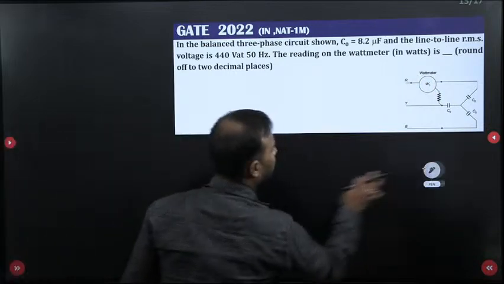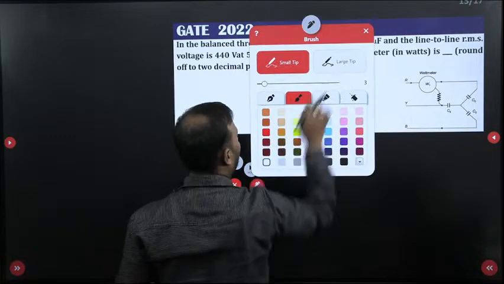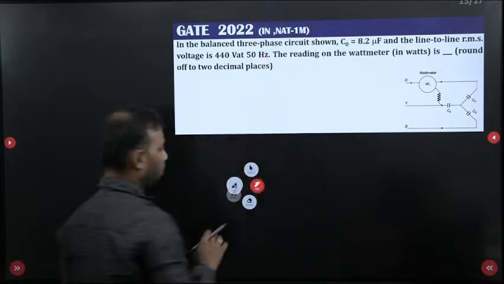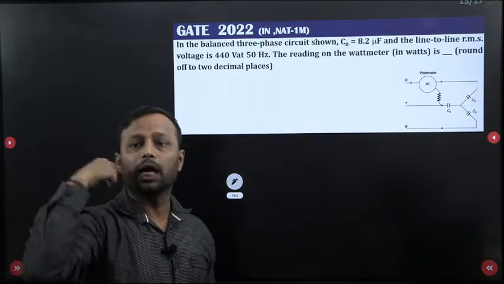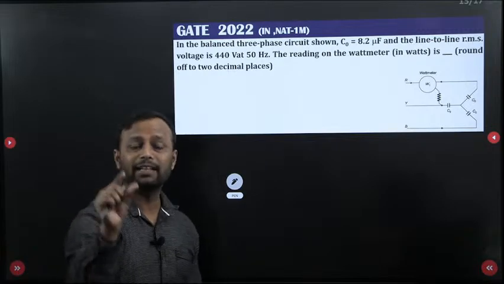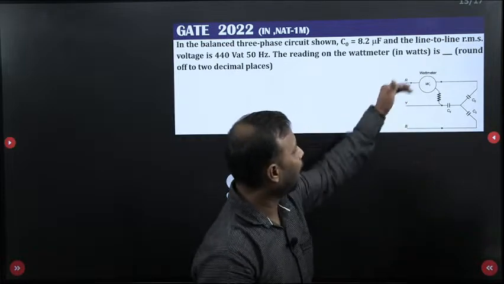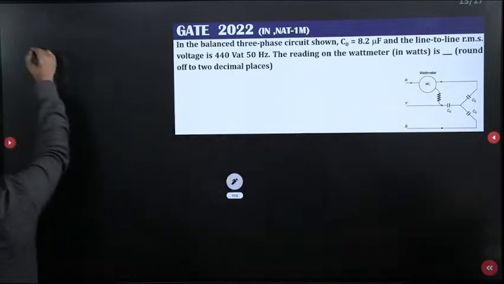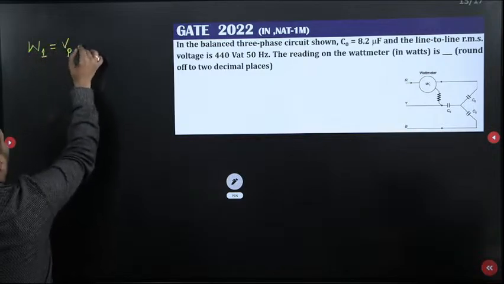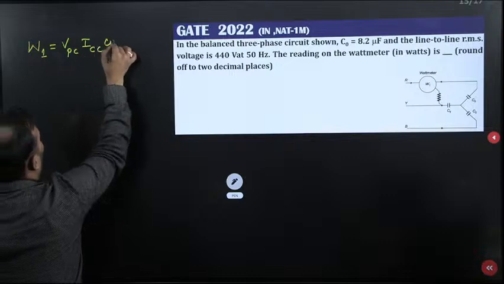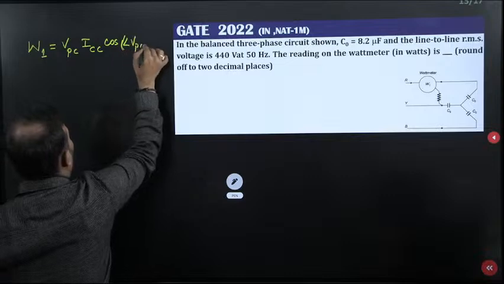So let me change the color. Always write the reading, like the voltage reading and the current reading, by seeing the connection of the wattmeter. Okay, so here in place of 1, 2, 3 they have taken R, Y, B. Okay, so wattmeter reading W1 will be equal to what? Voltage across pressure coil, current through current coil, and cos of angle between VPC and ICC.